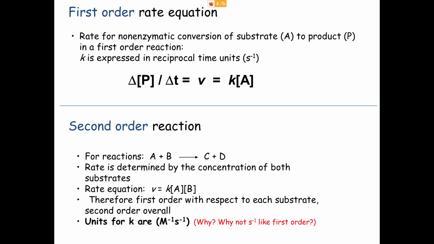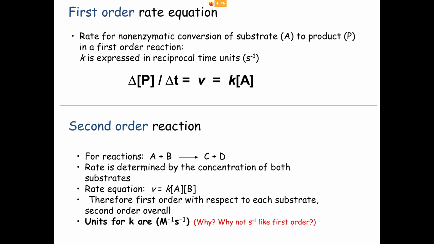And this is considered a first order reaction, because the rate is dependent on the concentration of one of the substrates raised to the first power. The 1 is understood. So the power of this A is 1. So it's called a first order reaction. The rate is dependent on the concentration of one thing, and that thing is raised to the power of 1. Very simple first order reaction.